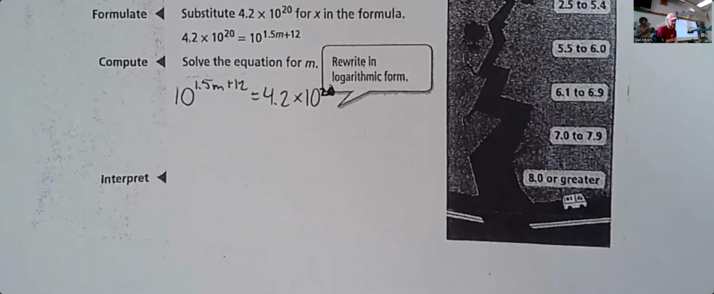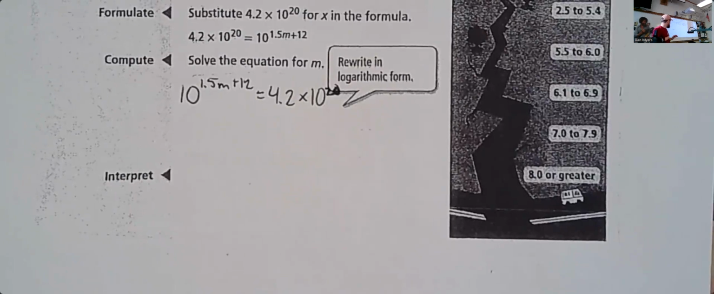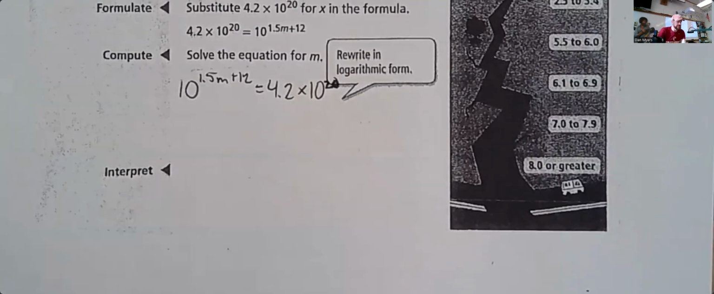So if a problem starts in scientific notation, let's try to keep it there unless the number is small enough to write as a regular number. So if we were to rewrite this in logarithmic form, what's it going to look like?